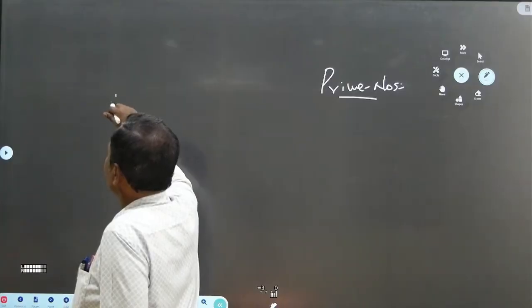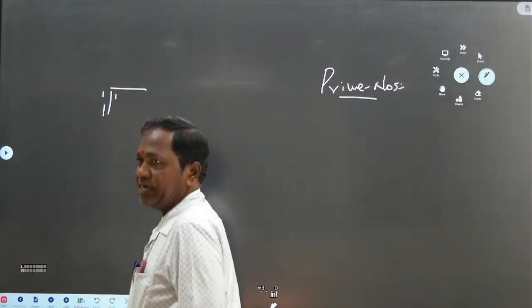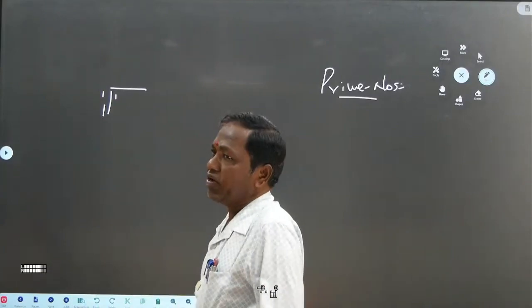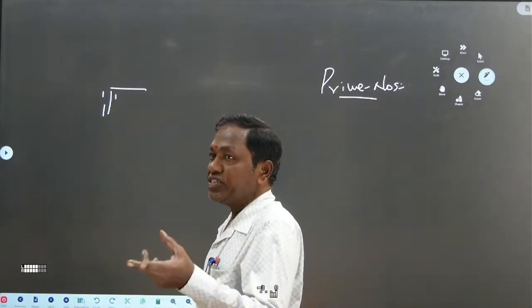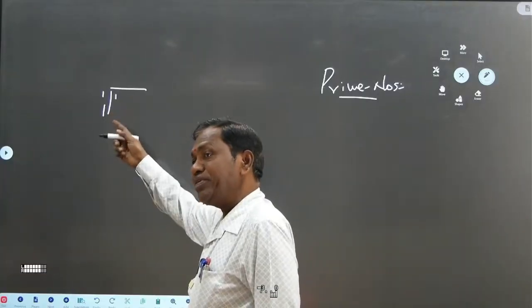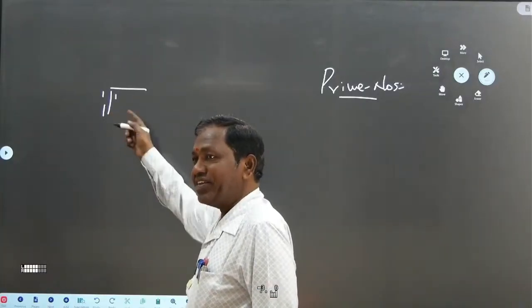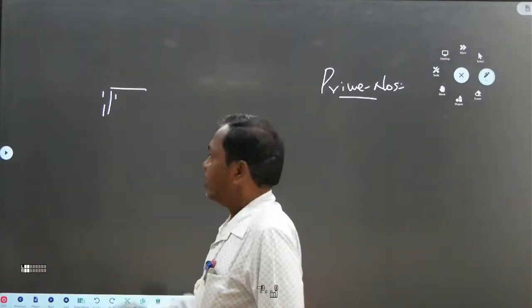Prime number. See, for example, 1 can be divisible by itself and 1. Every number qualifies to that level. But what does the definition say? There are two distinct factors. Fine, but there should be distinct factors. Here 1 and 1 are not distinct factors. So 1 is not a prime number.